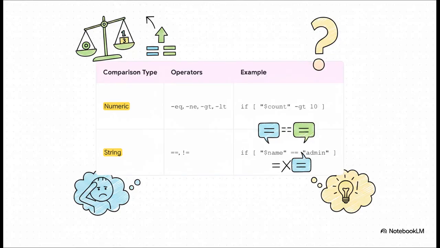Now here's a super important detail that trips up almost everyone at first. In Bash, you compare numbers and text differently. For numbers, you have to use these little dash options, like -eq for equal or -gt for greater than. But for strings of text, you use the symbols you're probably more used to, like the double equals sign. If you mix these up, your script will not work, so this is a big one to remember.